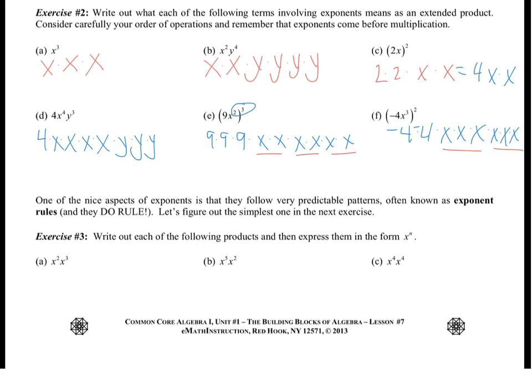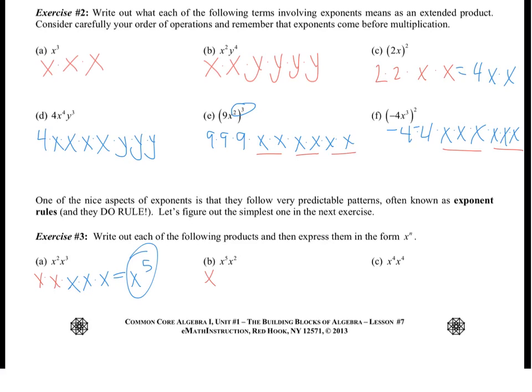One of the nice aspects of exponents is that they follow very predictable patterns, often known as exponent rules, and they do rule. Let's figure out the simplest one in the next exercise. So write out each of the following products and then express them in the form x to the n power. Well, keep in mind that this is x to the 2nd power, and now I have x to the 3rd power. If I combine them, I get x to the 5th power.